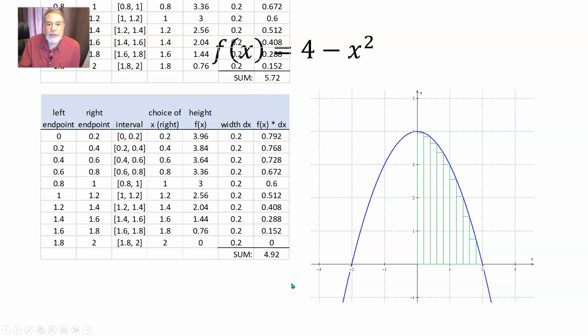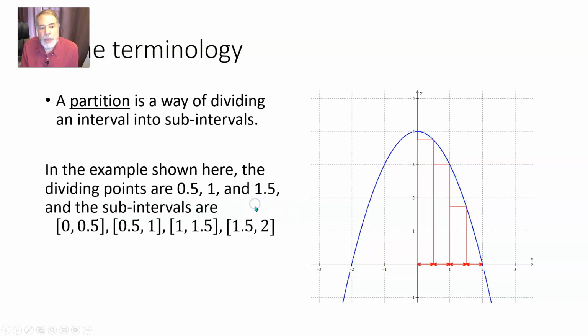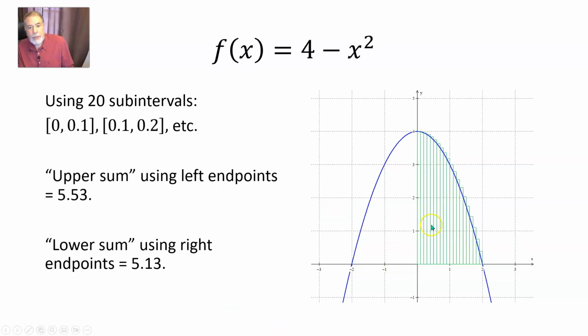And we could keep on going like this. We could divide it up into even narrower subintervals. So using 20 subintervals, 0 to 0.1, 0.1 to 0.2, and so on, the so-called upper sum that we get by using the left endpoint, so that gives us the rectangles that stick out above the curve, gives us a total area of 5.53. And the lower sum, using the right endpoints, gives us 5.13. So it's somewhere between 5.53 and 5.13.